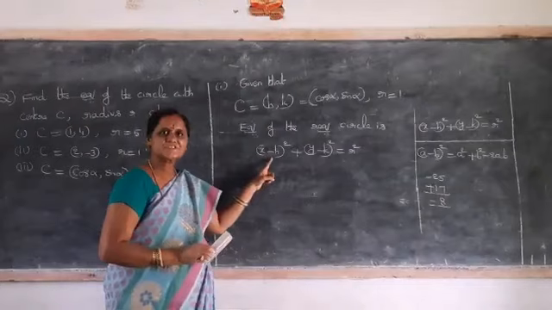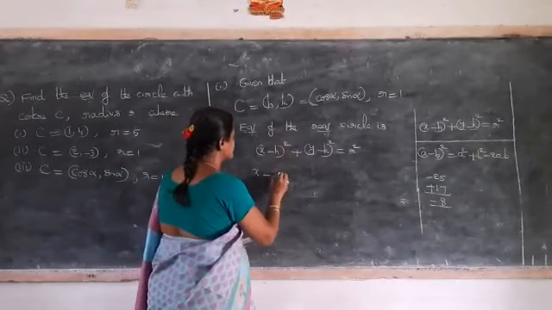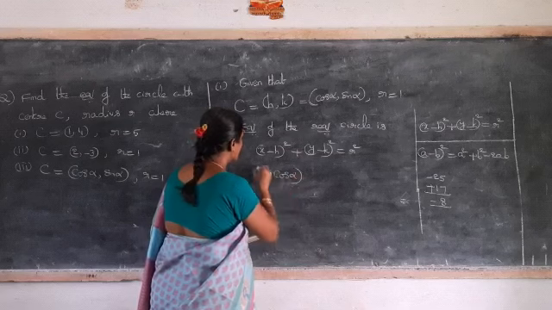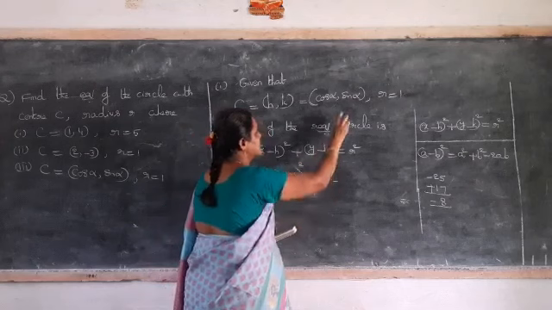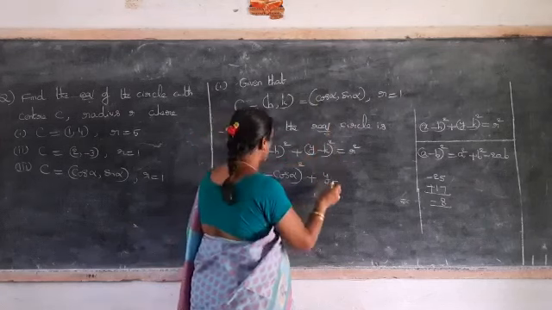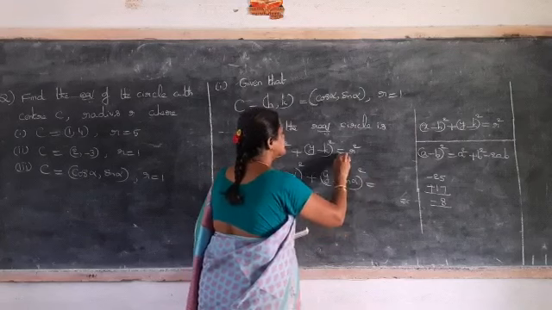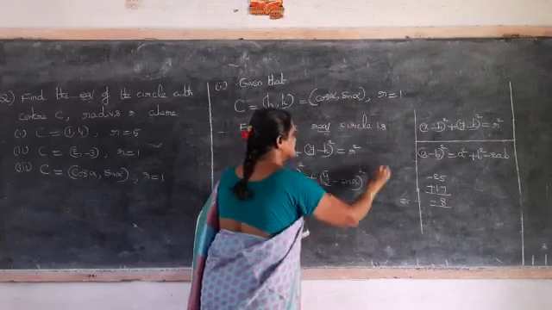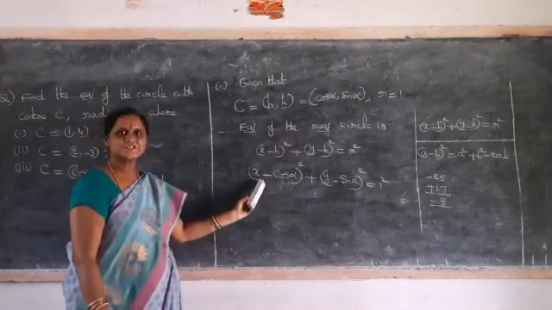Next we do substitution. So x minus h, that is cos alpha: (x minus cos alpha) whole square plus (y minus k), k is equal to sin alpha: (y minus sin alpha) whole square is equal to r square, that is equal to 1 square. Okay, I have done substitution.